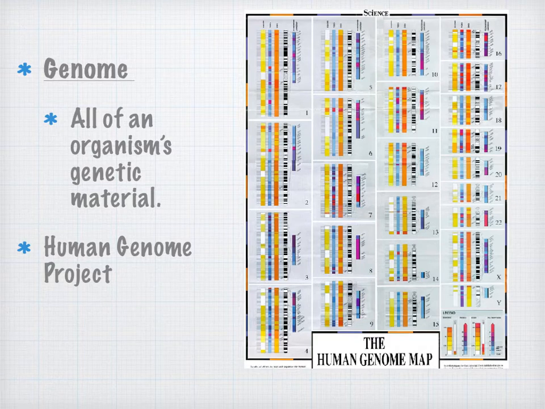A genome is all of an organism's genetic material. This is actually a picture of the Human Genome Map. The Human Genome Project was a project set up whose goal was to map, sequence, and identify all the genes in the human genome. So all the genes that we would possess as human beings and all of our chromosomes would be mapped out in this Human Genome Map. But remember, the genome is all of an organism's genetic material.